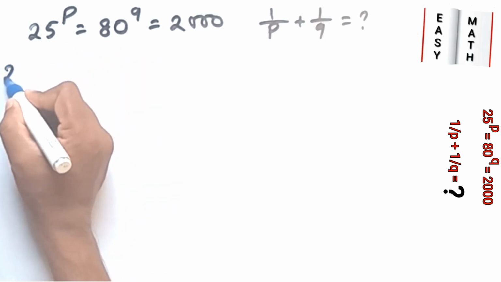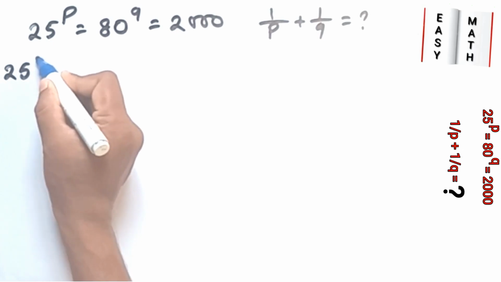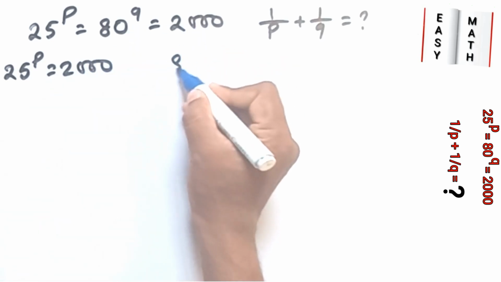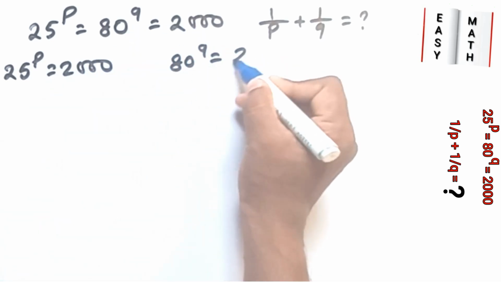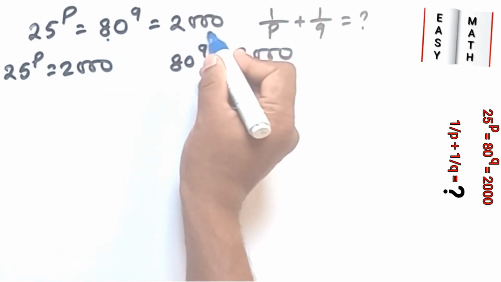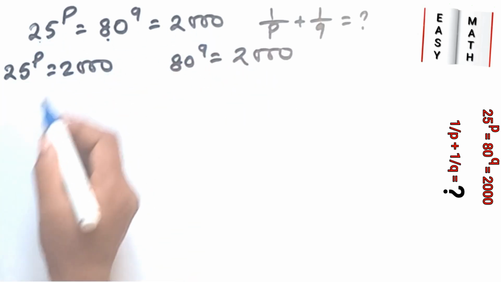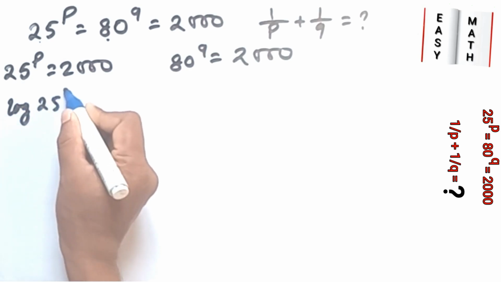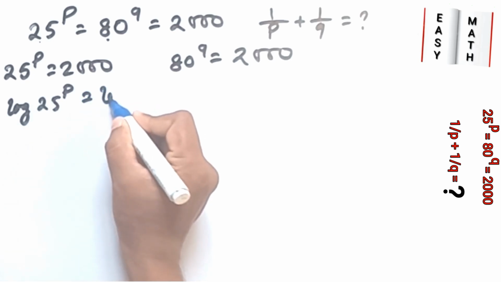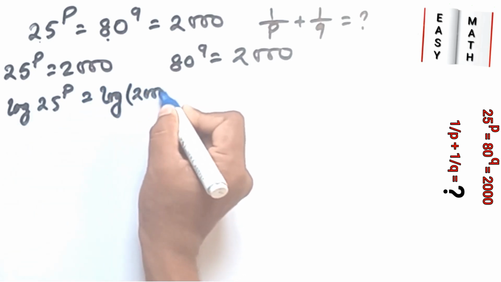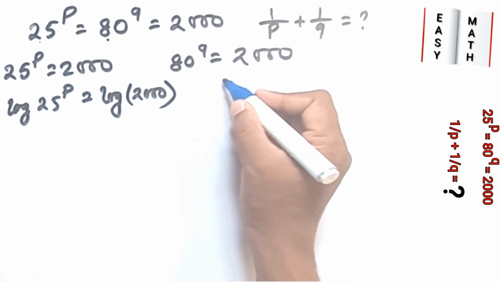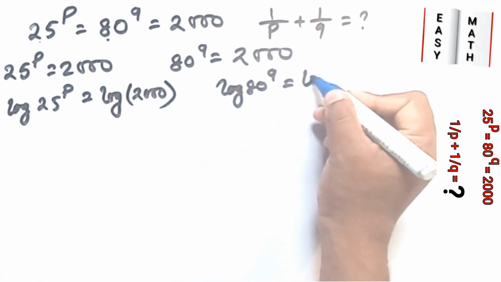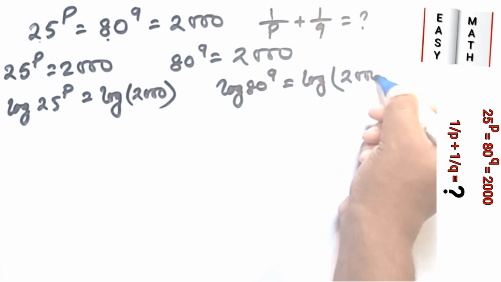First we can write: 25 to the power p is 2000 and 80 to the power q is 2000. Now take the log. So log of 25 power p is log 2000, and on this side we take the log, so log of 80 power q is log 2000.